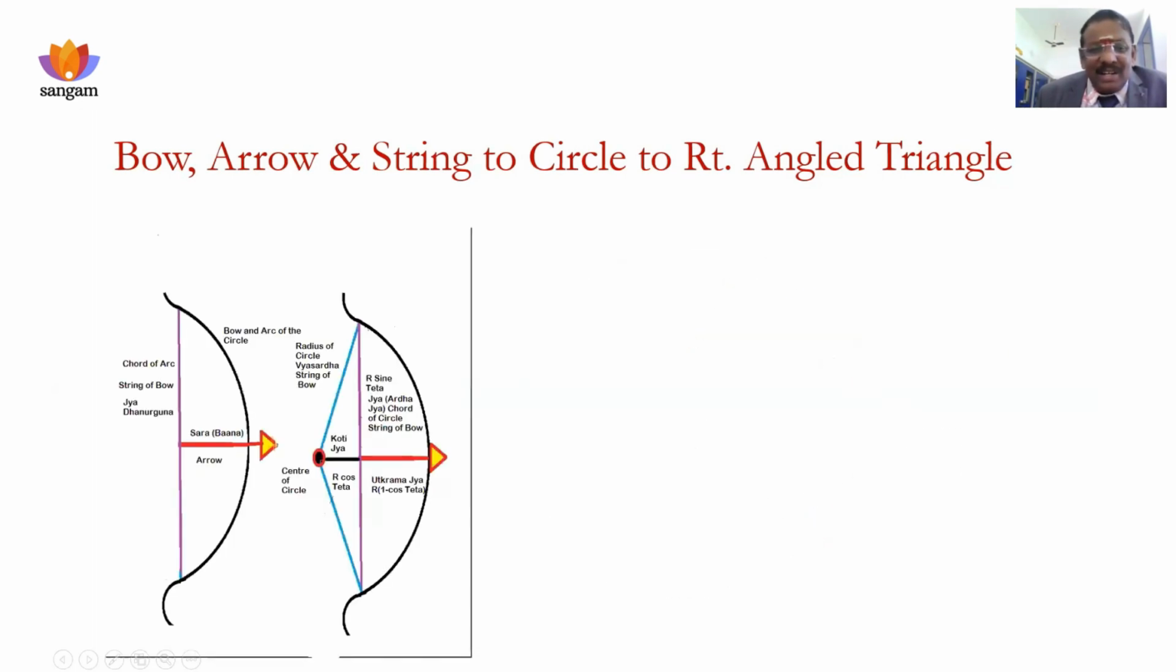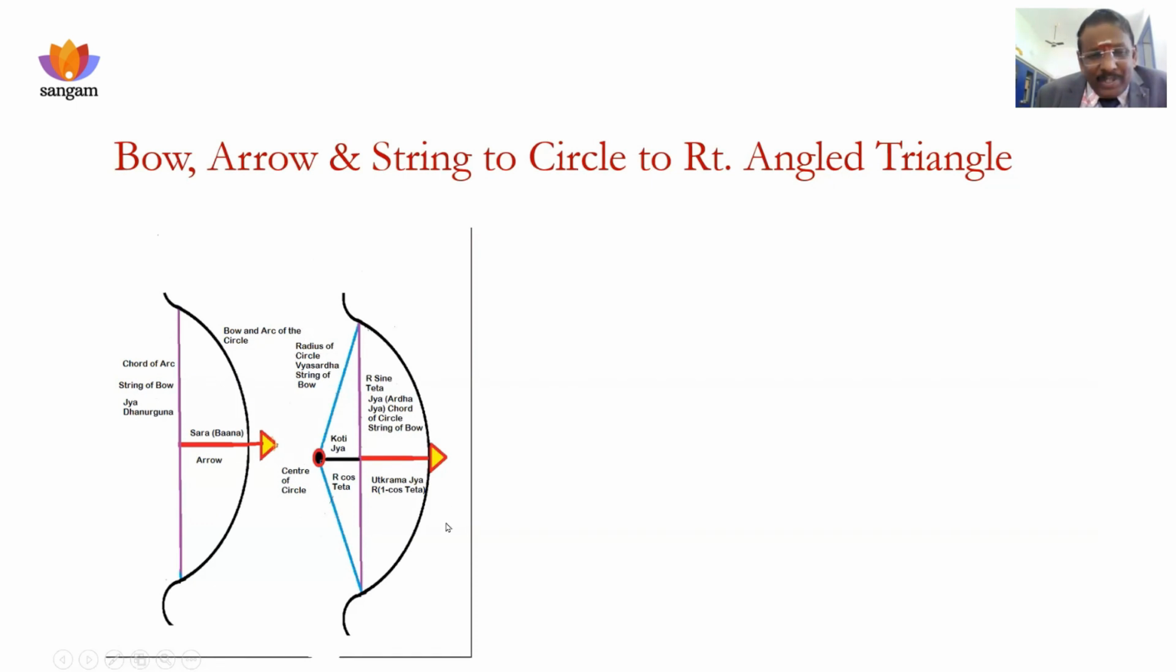See, this is the bow. This is the cord or string of the bow. This is the arrow. If you want to release the arrow, you have to pull back the string. Then only it will give power to the arrow to hit the target. So this string of the bow is pulled back.